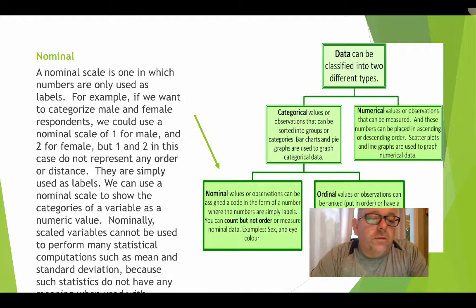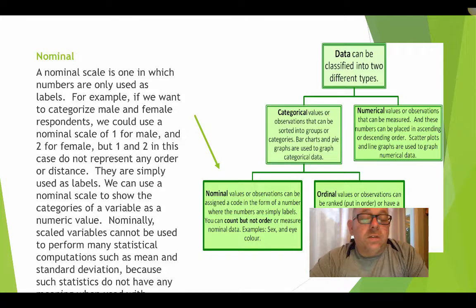First one up is nominal. A nominal scale is one in which numbers are used as labels. Also can be called qualitative. If you notice from part 1, you'll see the data is classified into the two, categorical and numerical. We're dealing in the categorical side of nominal and ordinal. Okay, first one up is nominal.